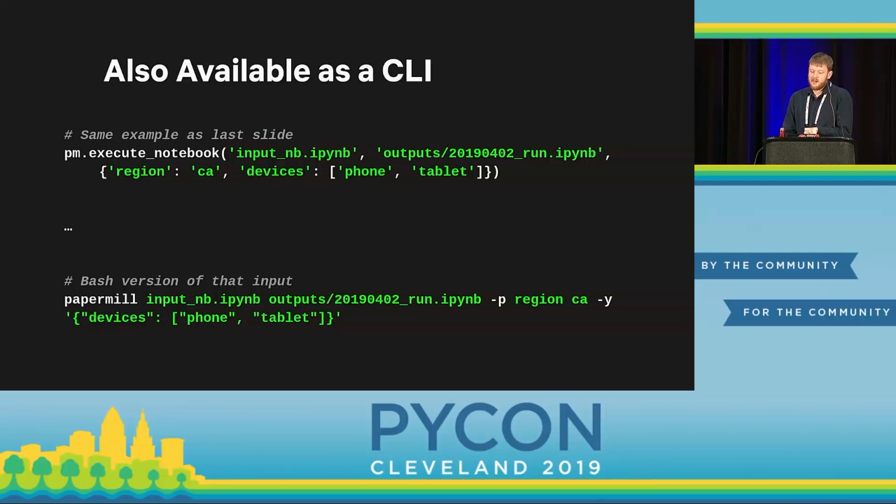And you can do the same type of input from a CLI. Matter of fact, we use this most often, in any system that can call out to the command line, can execute papermill through almost the identical interface. In this case, we gave it region as a parameter with -p, and then we gave -y for YAML and just passed some JSON to give it all of this stuff.